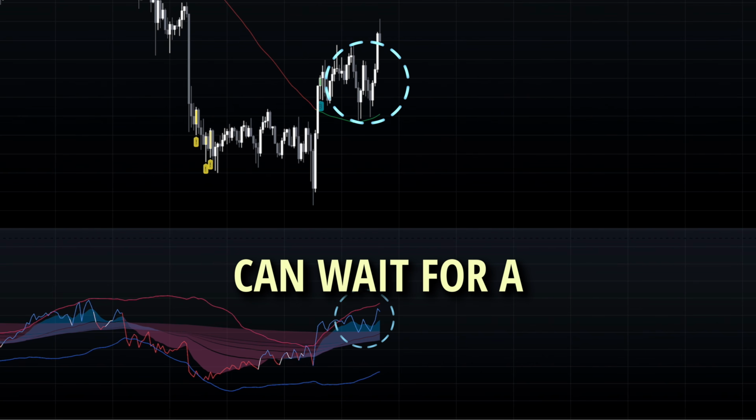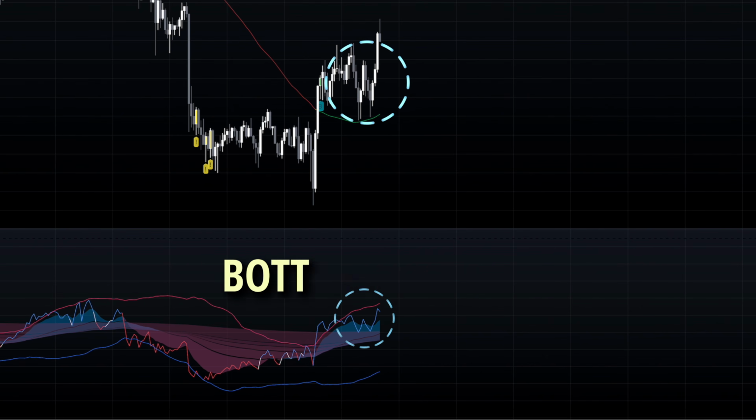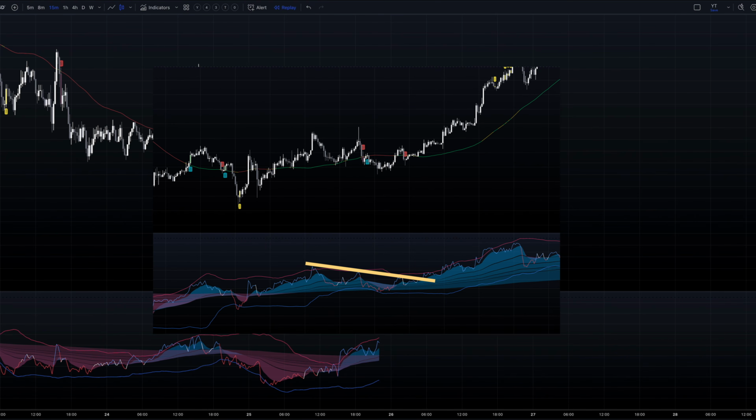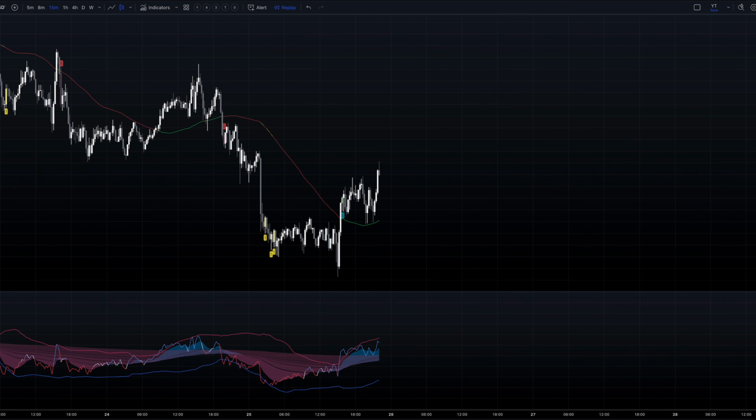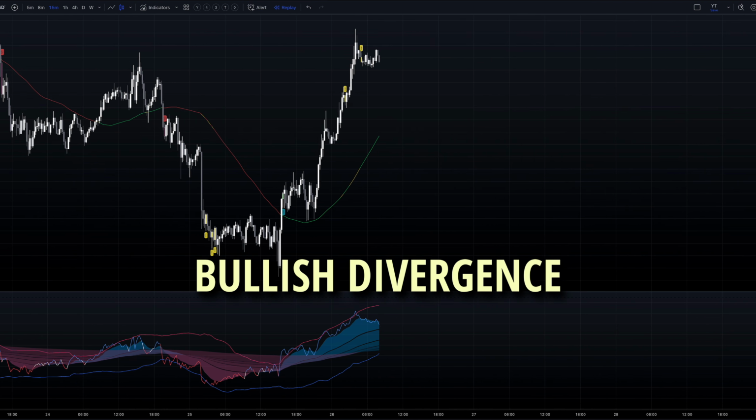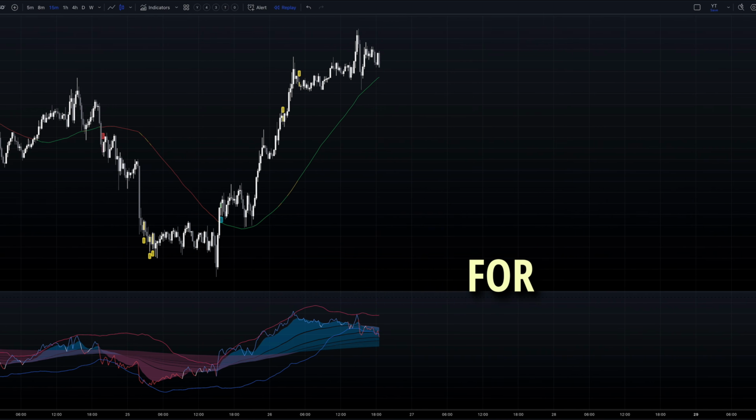Alternatively, you can wait for a second retest and the formation of a double bottom pattern. Personally, I prefer waiting for a trendline break, although in this instance, it wasn't very clear. However, the double bottom and the bullish divergence together make a strong case for entering the trade.